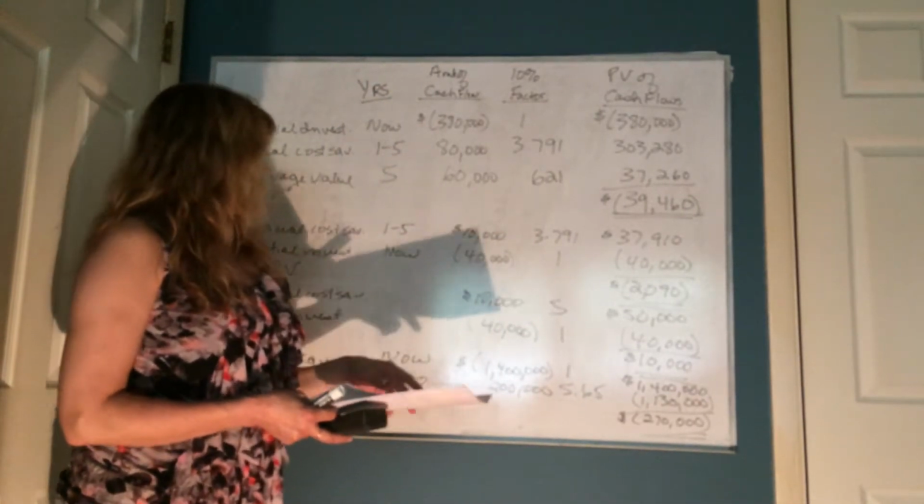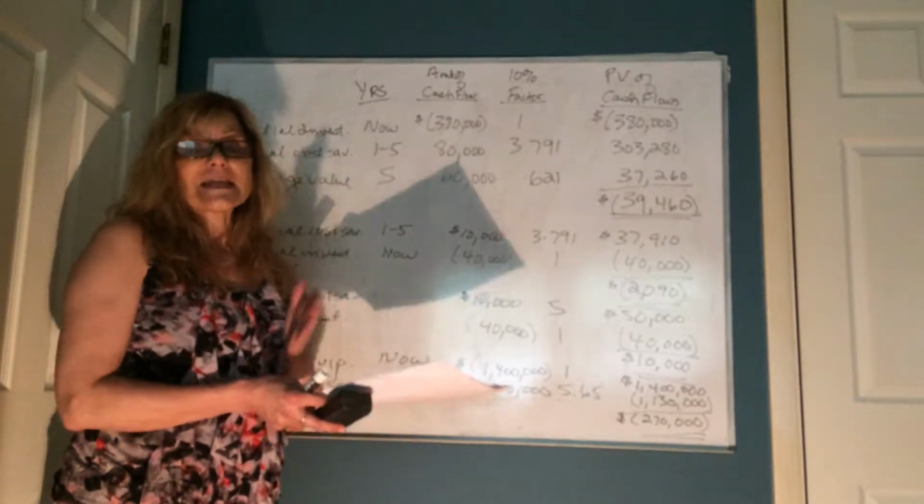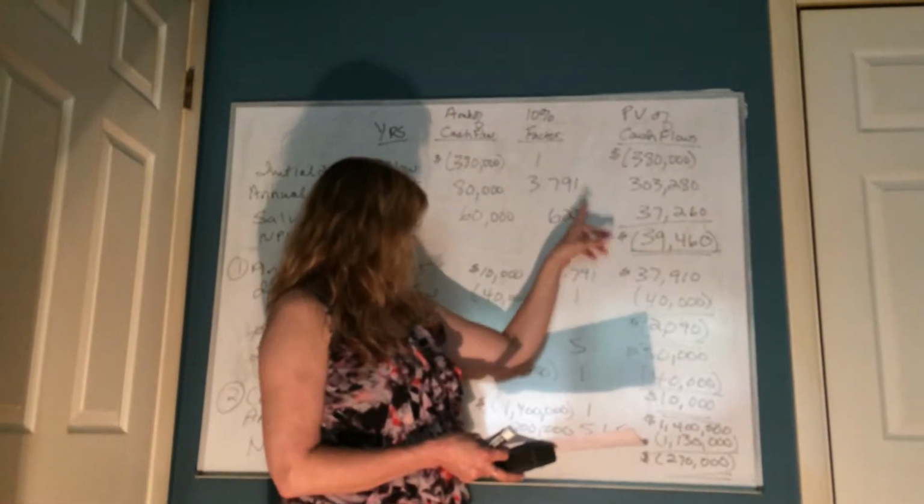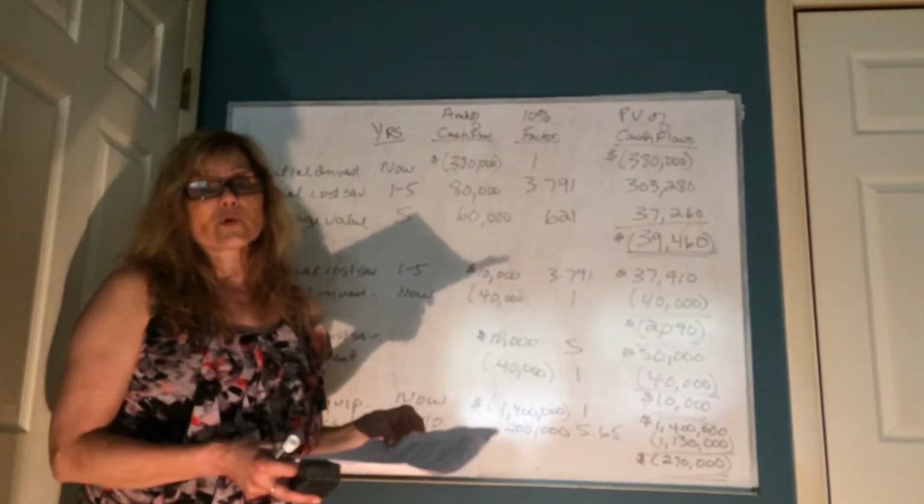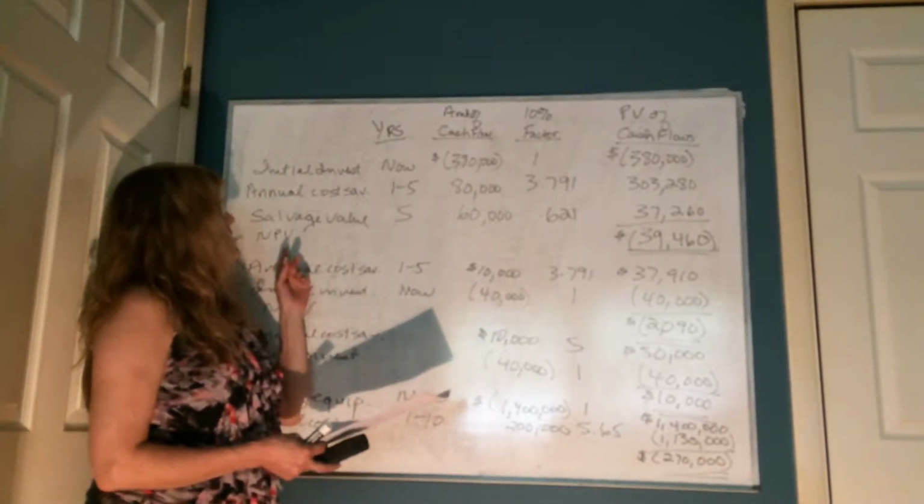The initial investment today, the 380,000, that's not discounted. That's in today's dollars. So when you add and subtract these various numbers, you end up, in our example, with 39,460. It's a negative number. That's the net present value.